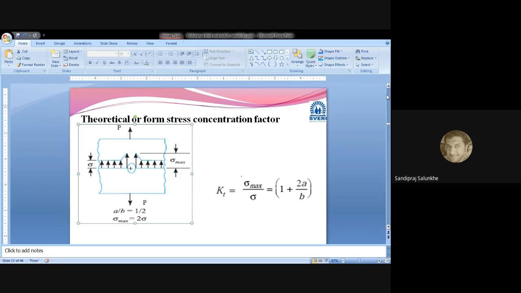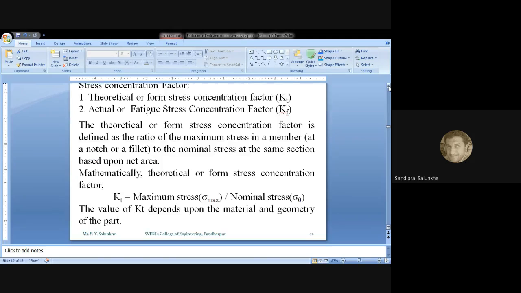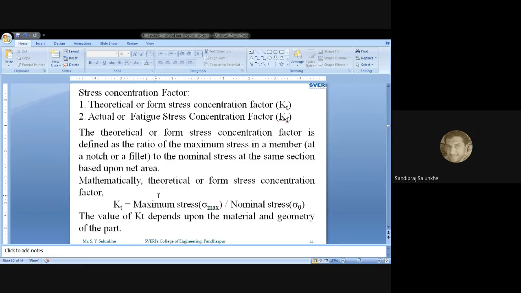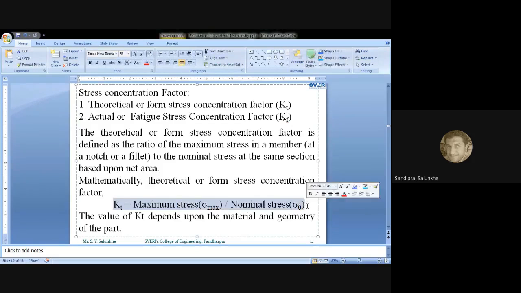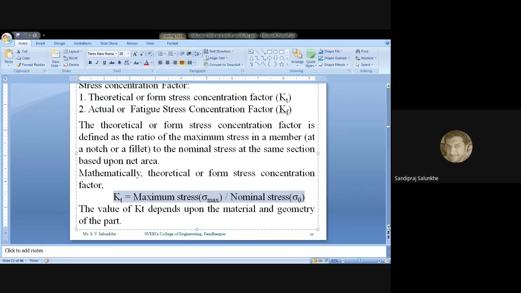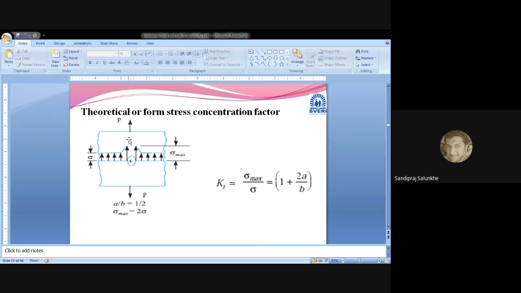So from these two, that is the formula for the theoretical stress concentration factor and the diagrammatical explanation of it, have you understood clearly what the theoretical stress concentration factor is?